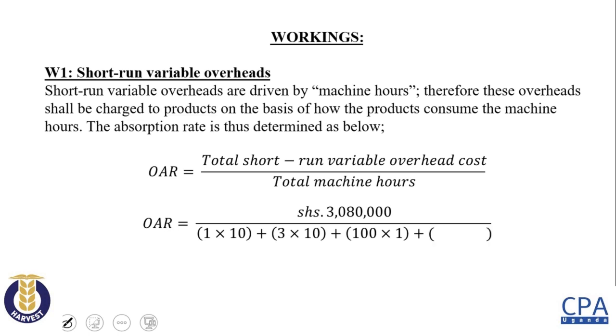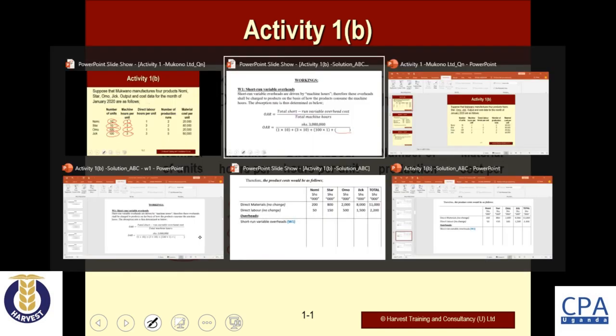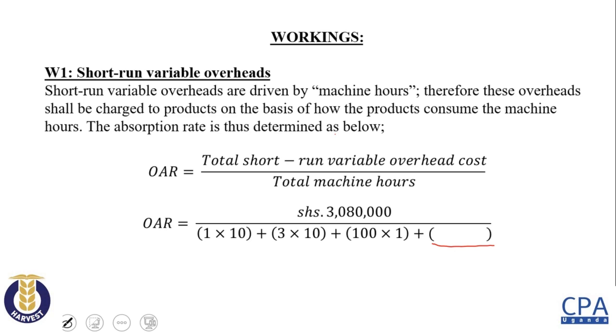Lastly, we have jig. So I bring the information for jig here. Picking up the information from our question, we are told that each unit of jig requires 3 machine hours, and we are given 100 units of jig. So that's what I'm going to take to my equation here. So I bring in 100 units of jig times each unit requires 3 machine hours. Okay, so I get that one here.